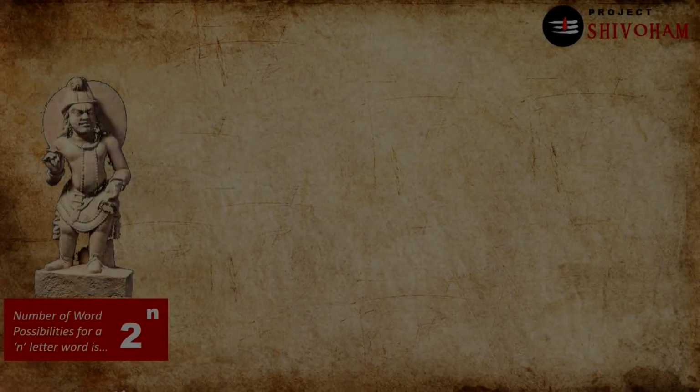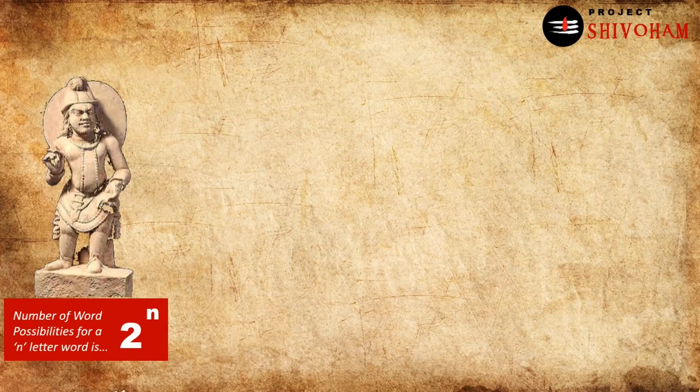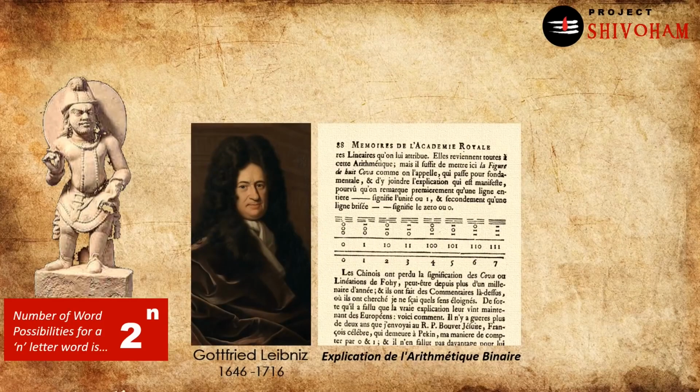This formula of 2 to the power n is the basis for expressing any kind of data in terms of binary digits of 1 and 0. The binary number system as we use today is credited to Gottfried Leibniz, a German mathematician of the 17th century. You can see his paper here where he published the binary number system back in the 17th century.